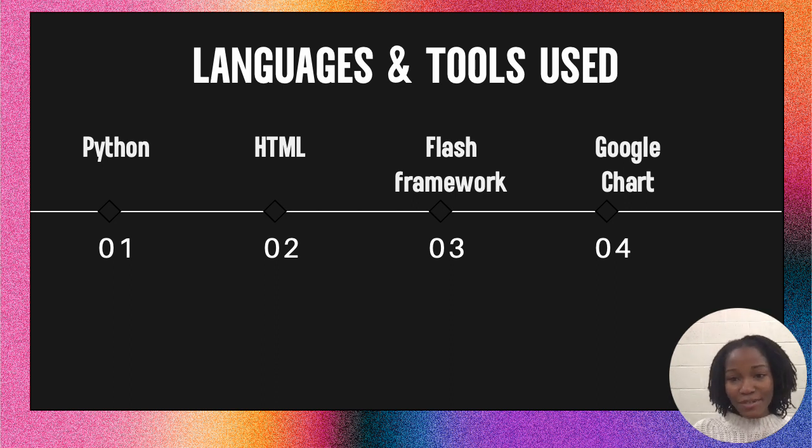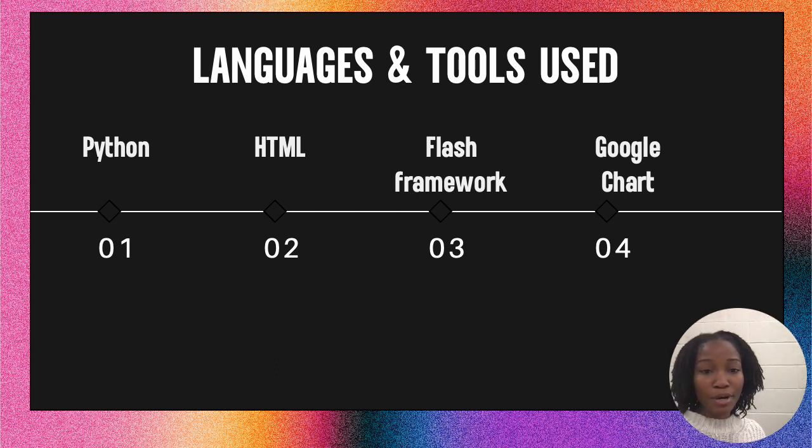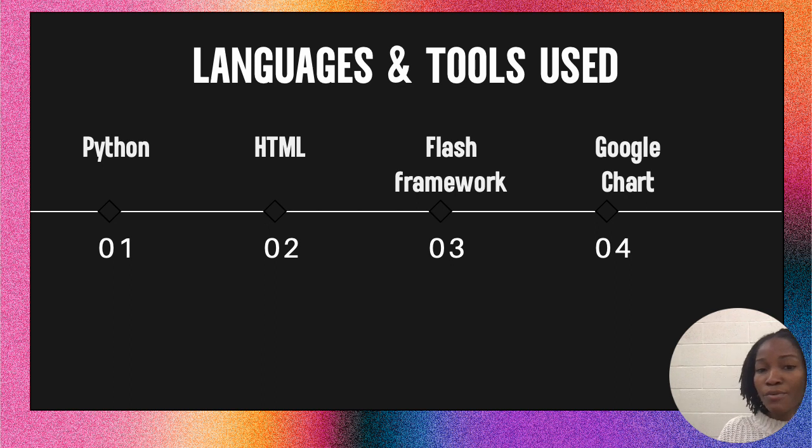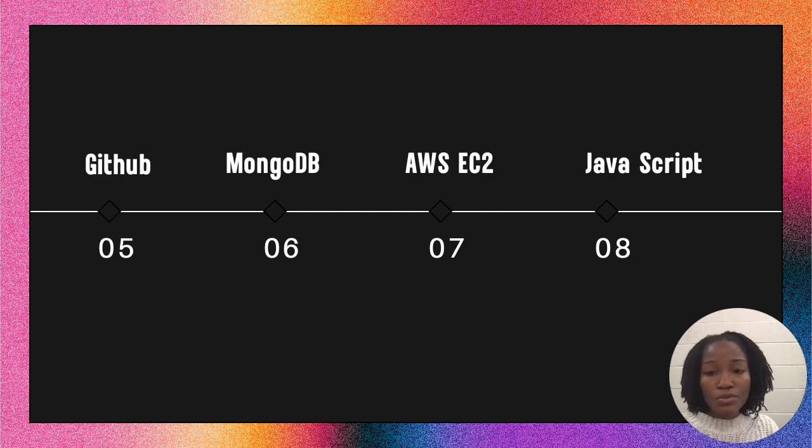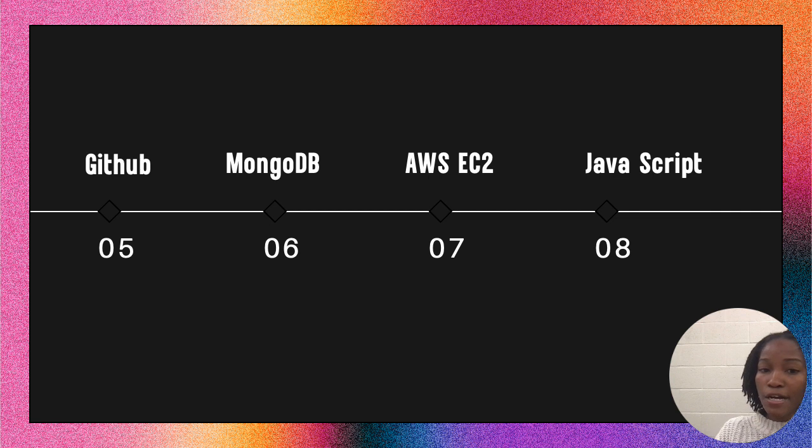So for the languages that were used for our project, we used Python. We also used HTML and the Flask framework and Google Charts as well for our project. Some other tools that we used were GitHub, MongoDB, AWS, and JavaScript.